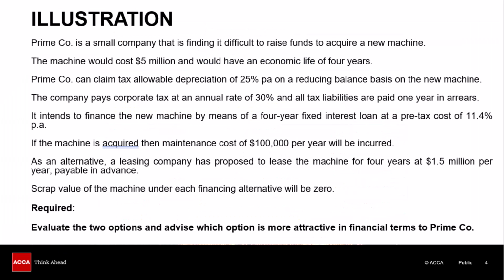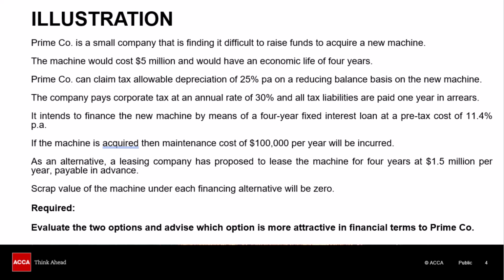Prime company is a small company that is finding it difficult to raise funds to acquire a new machine. The machine could cost $5 million and would have an economic life of 4 years. Prime company can claim tax allowable depreciation of 25% per annum on a reducing balance basis on the new machine.